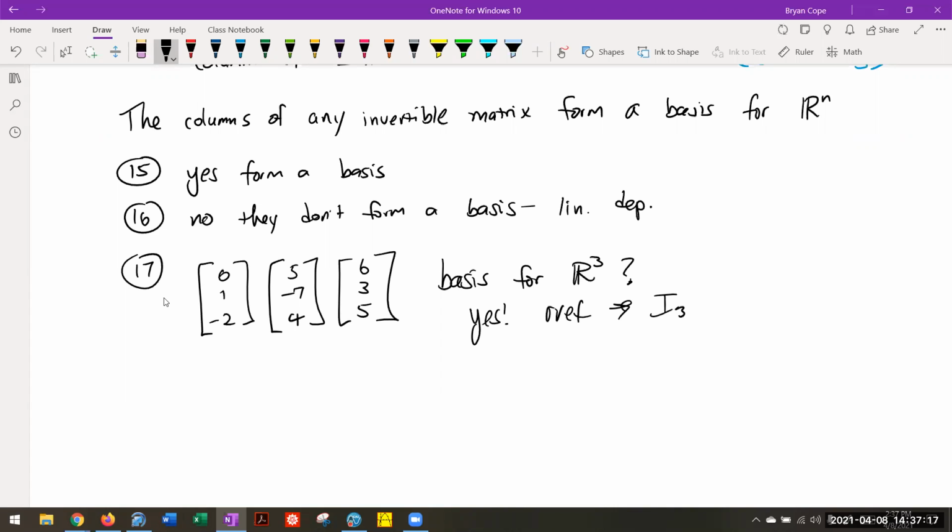Okay, so that's how we determine if something's a basis or not. We've answered the question of what is a basis and how do you find one in general. The other things on my bullet list were how do you find one for a null space and how do you find one for a column space?